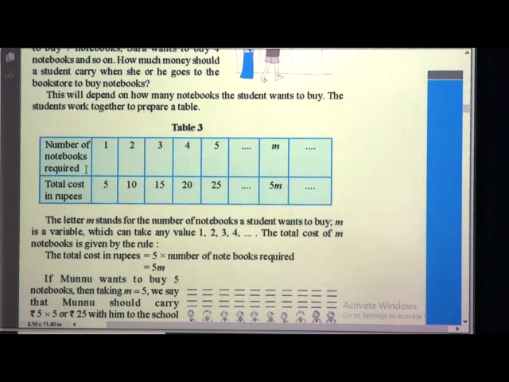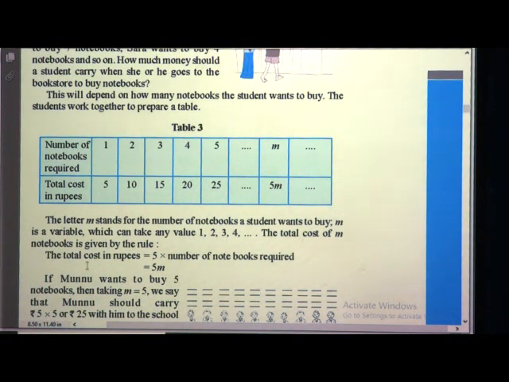So students, just now we have seen the number of matchsticks required. In the same way we can find the money to be carried by the students. So if a student wants to buy one notebook, he requires 5 rupees, 2 notebooks 10 rupees. So 2 fives are 10, 3 notebooks 15 rupees. By seeing this table we understand this. So the letter M stands for the number of notebooks a student wants to buy. Here M is a variable. We can take the value of M as 1, 2, 3, 4 and so on.